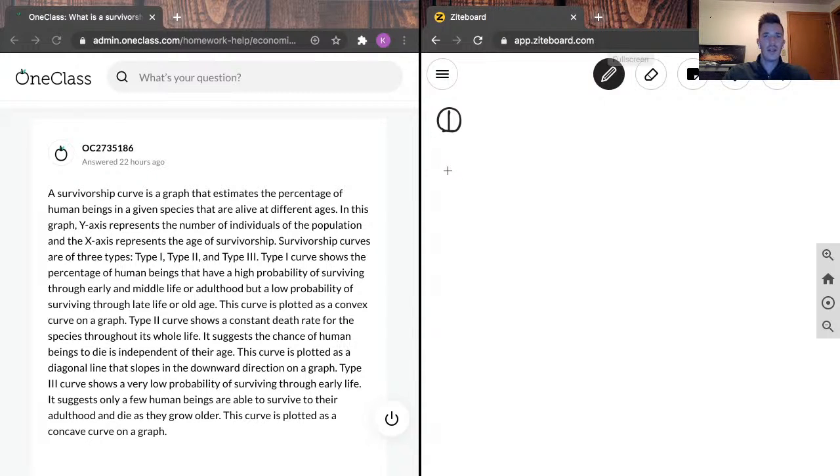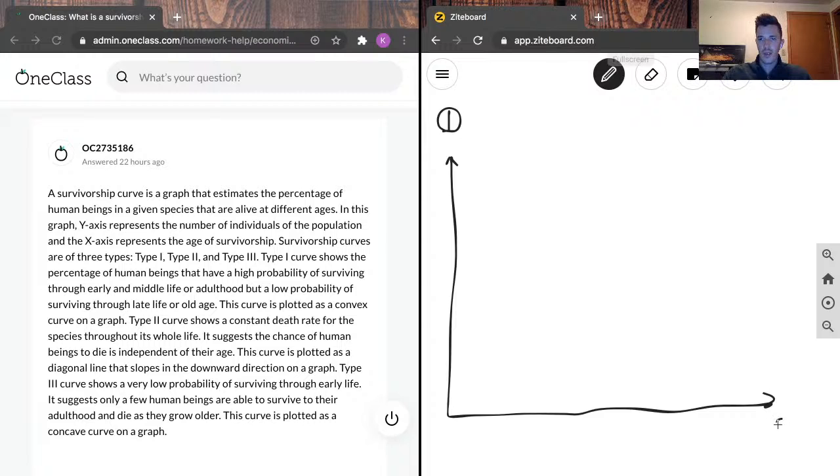And while that is mostly correct, it is not exactly correct, just because it does not need to be confined to just human beings. It's really just a survivorship curve of any species. So on the x-axis here, we've got our age. And on the y-axis here, we've got survival per capita. Survival average per capita, I should probably say.